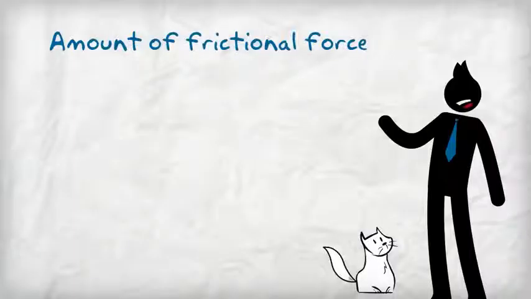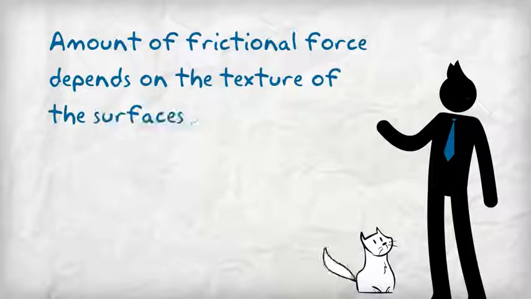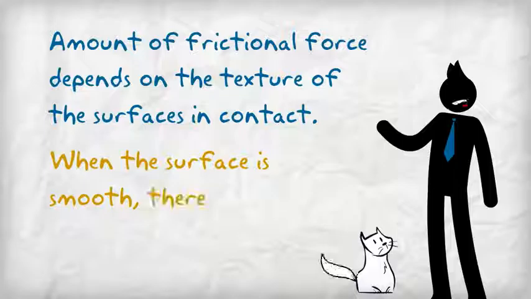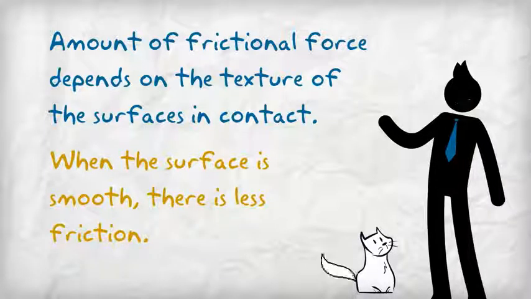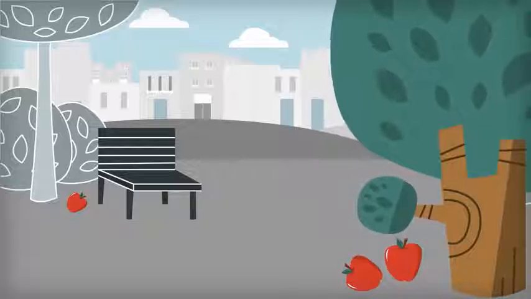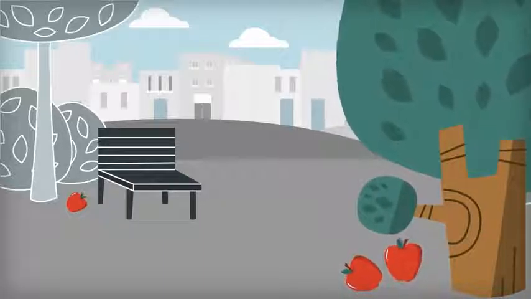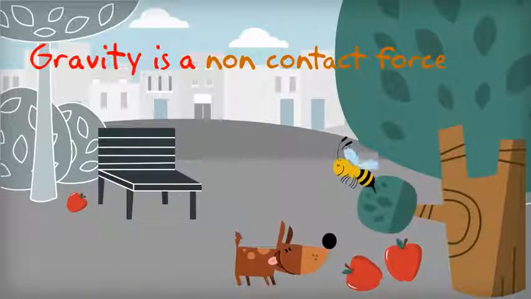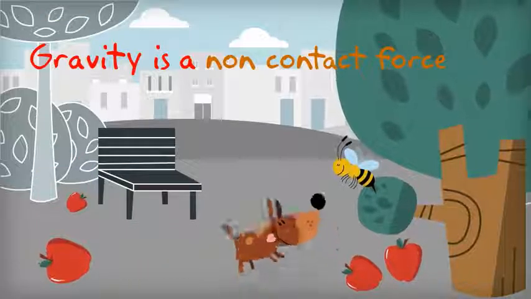The amount of frictional force depends on the texture of surfaces in contact. When the surface is smooth, there is less friction. The force that makes things fall to the ground is called gravity. Gravity is an example of non-contact force. Gravity pulls an object towards the earth.